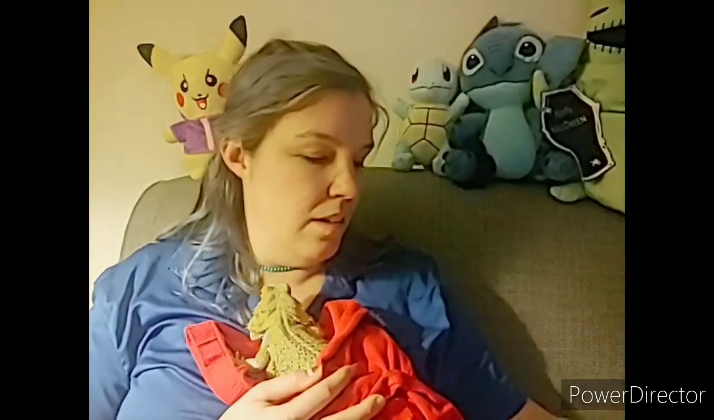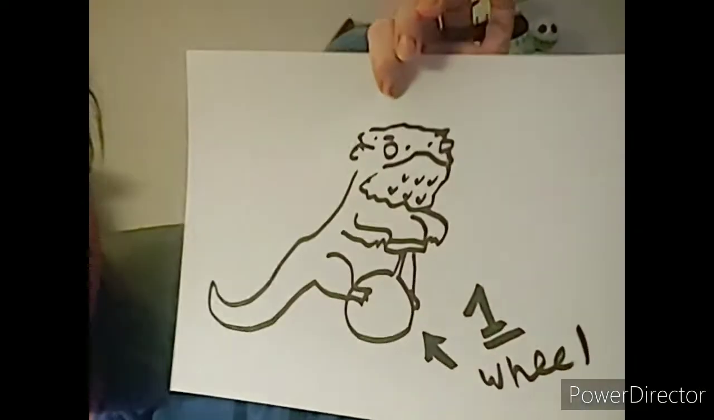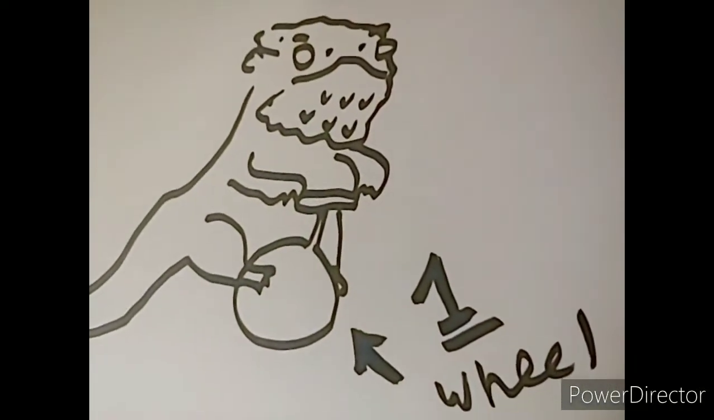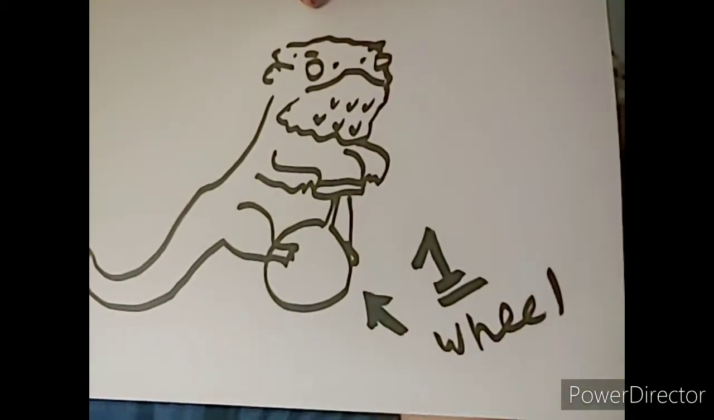Number 10. Unicellular means made of one cell. Uni means one. Just like how unicycle means one wheel. Here's a picture I drew of Eli riding a unicycle. It has one wheel. Unicycle.